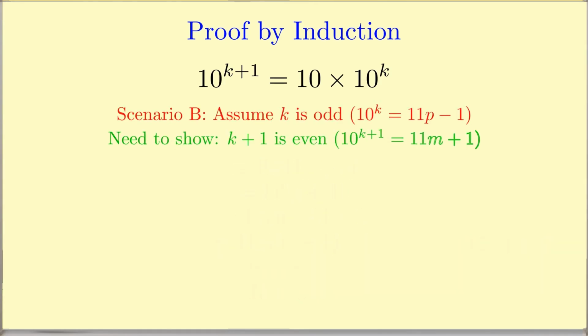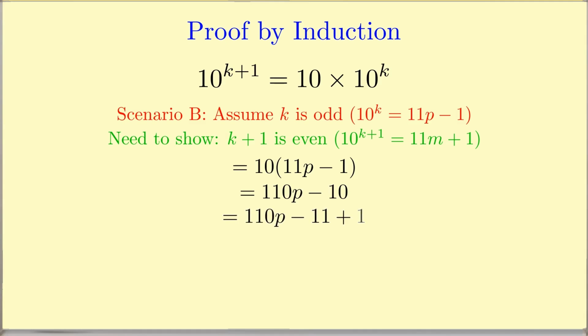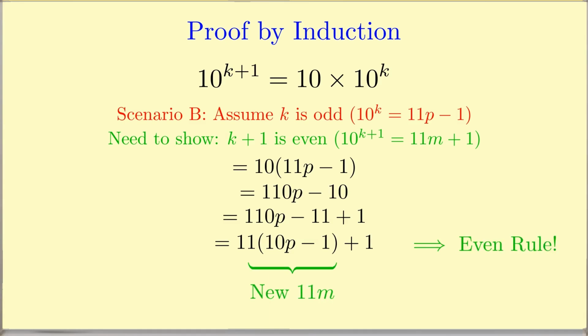Scenario B, if the current k is odd, we substitute our odd rule 11p minus 1 into the equation. 10 times the quantity 11p minus 1 equals 110p minus 10. We rewrite negative 10 as negative 11 plus 1. 110p minus 11 plus 1. Factor out the 11, and you get 11 times the quantity 10p minus 1 plus 1. Boom, a new multiple of 11 plus 1. We perfectly generated the rule for an even power. The dominoes will alternate falling, perfectly swapping between plus 1 and minus 1 for all of infinity.